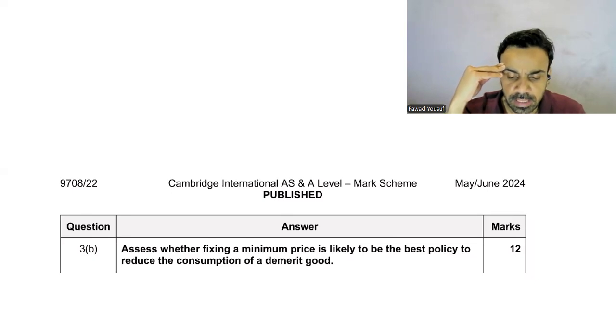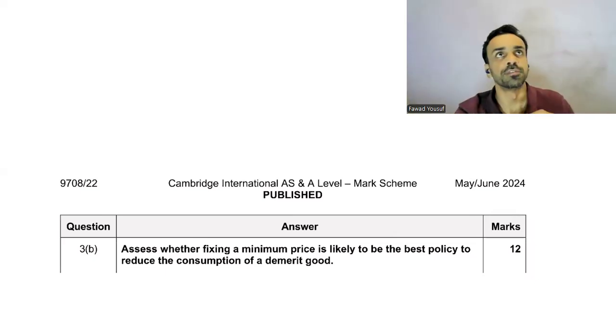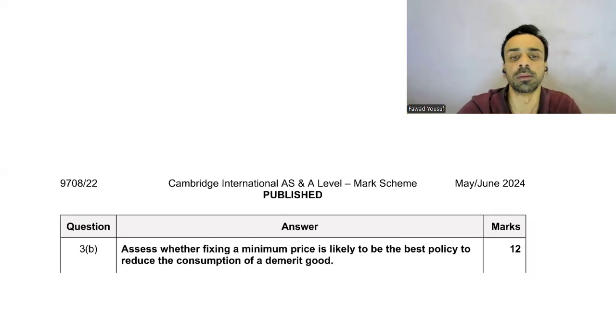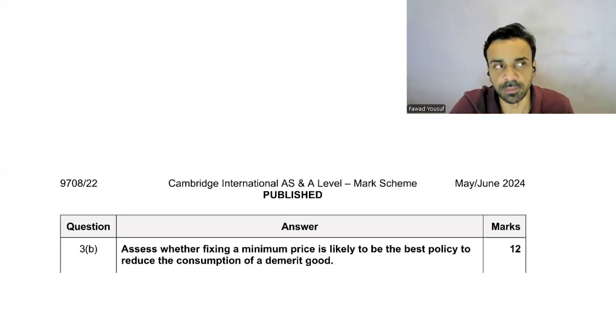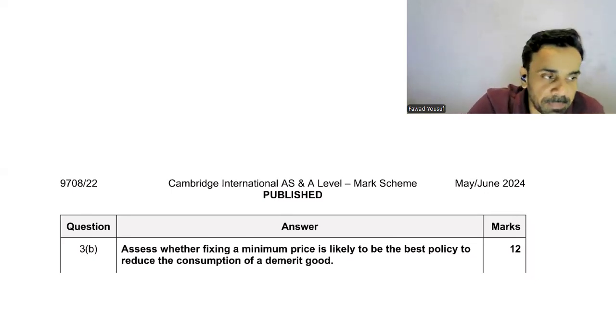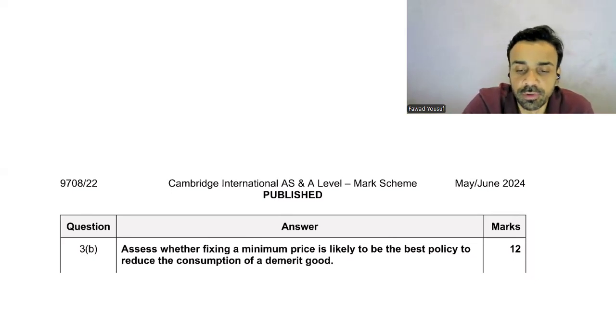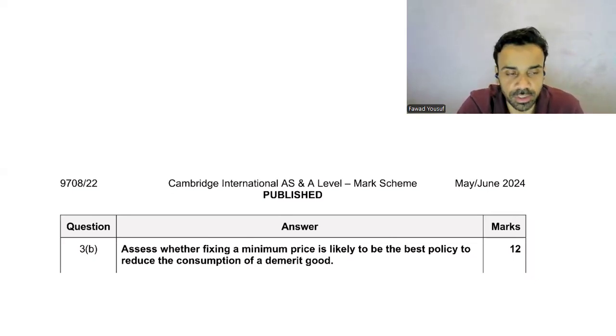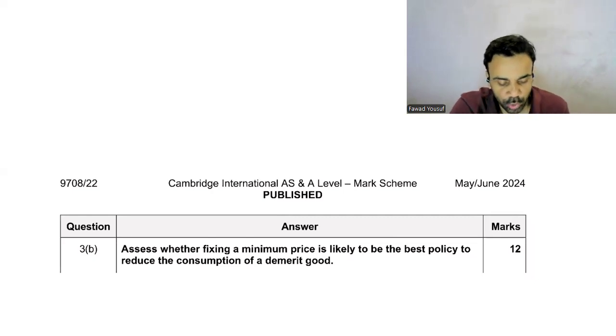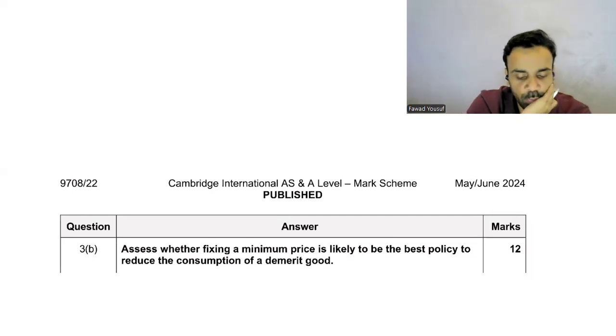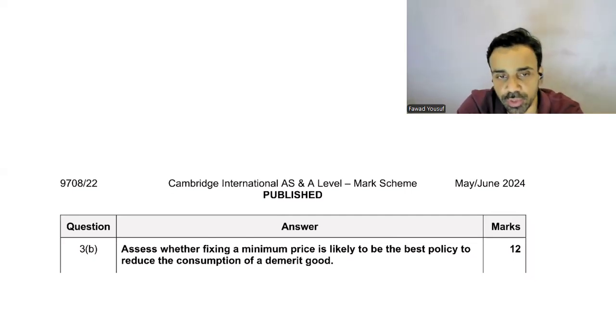And how a subsidy is likely to increase consumption. With a subsidy, the supply curve shifts to the right, prices fall, people buy more of it. But obviously in an 8 marker you also have to counter, so maybe subsidies might not make that impact because of information failure or maybe the elasticity or something. But the second part of this is: assess whether fixing a minimum price is likely to be the best policy to reduce the consumption of the demerit good.